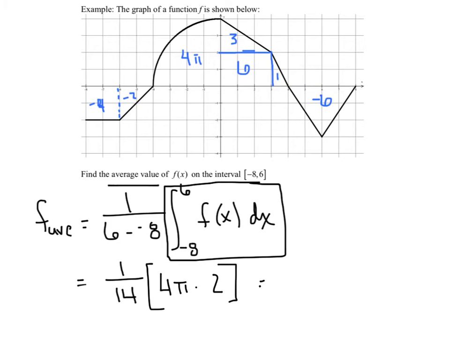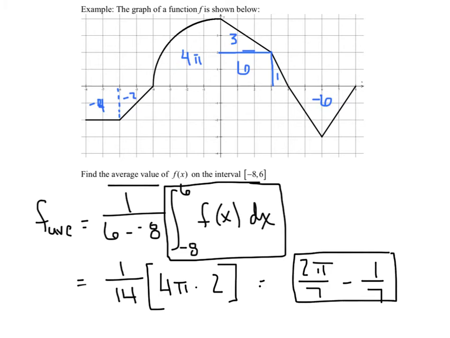I'm going to distribute my 1/14 through there, and it's going to be 2 pi over 7 minus 1/7th. And so whatever this numerical value comes out to be is our average value. I'm expecting it to be somewhere right in this area. So whatever these y values are, those are our average values.